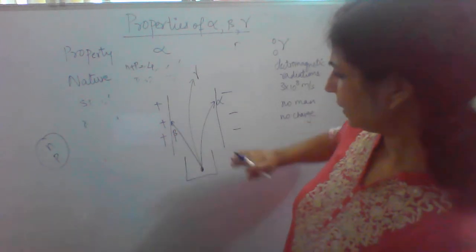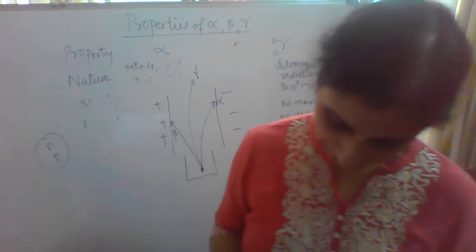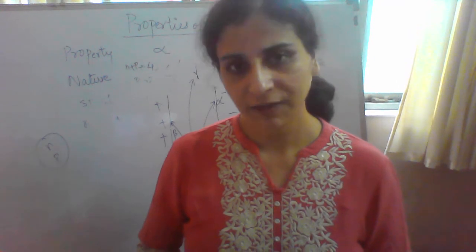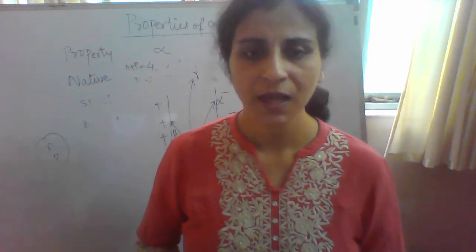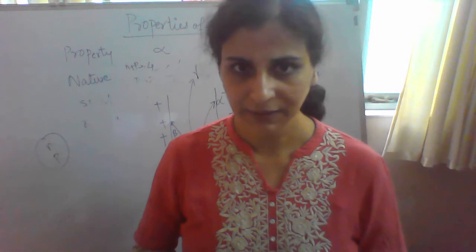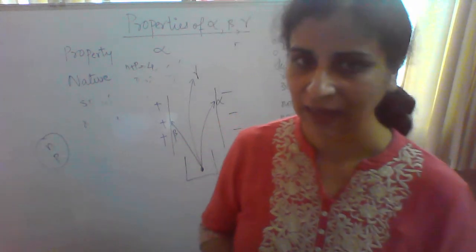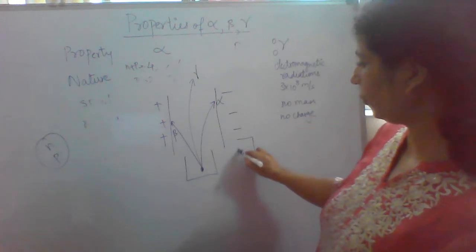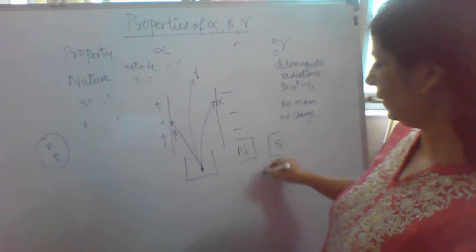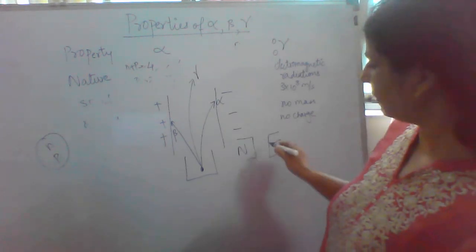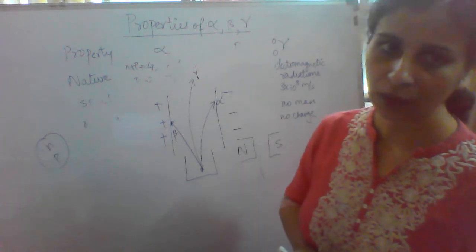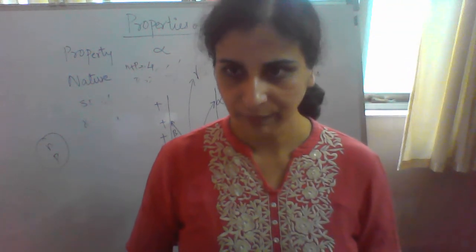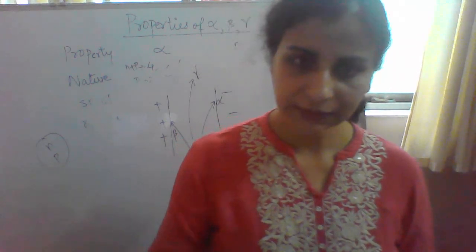Now, does it get affected by a magnetic field? Yes, it gets affected by magnets also. Alpha gets affected, beta also gets affected, but gamma does not. If you place a magnet with north here and south here and let alpha, beta, gamma pass through it, alpha and beta will get deflected, but gamma goes undeflected. Now, there is something known as ionizing power, which I will cover in the coming video.